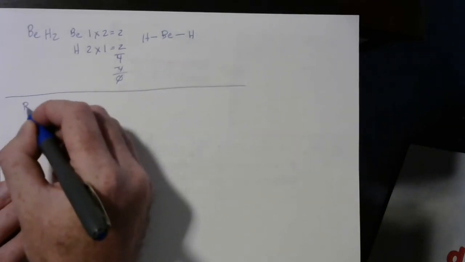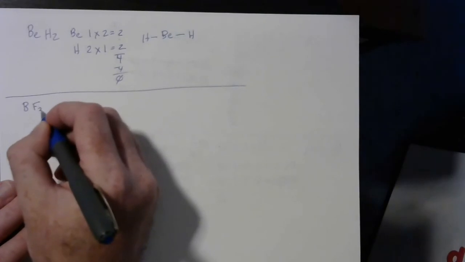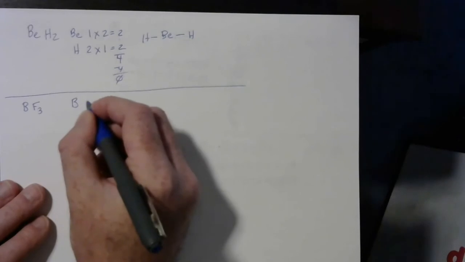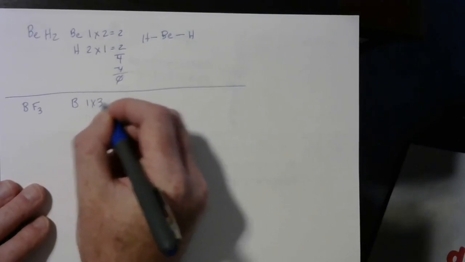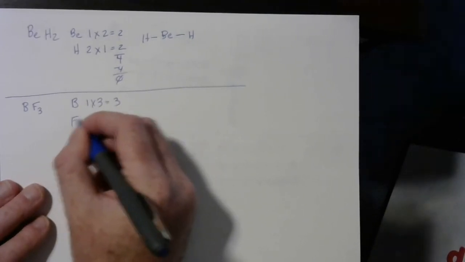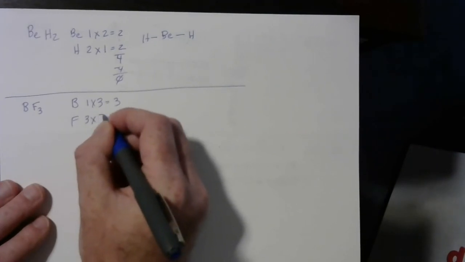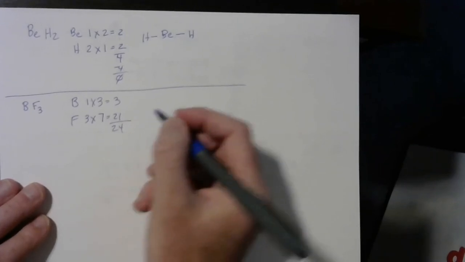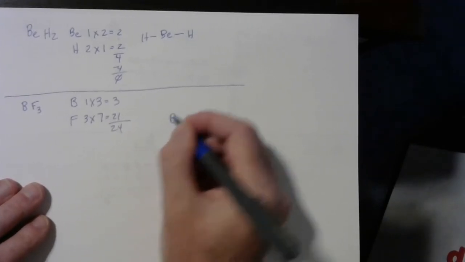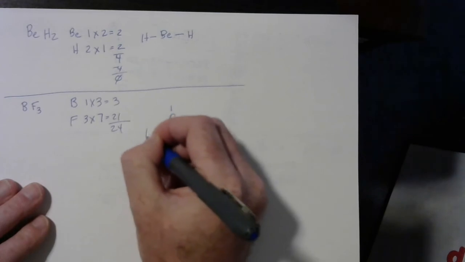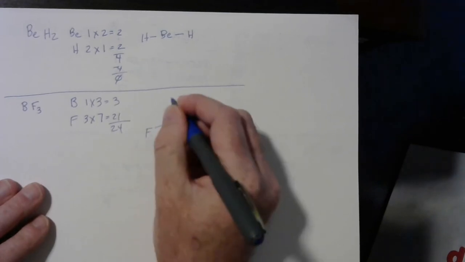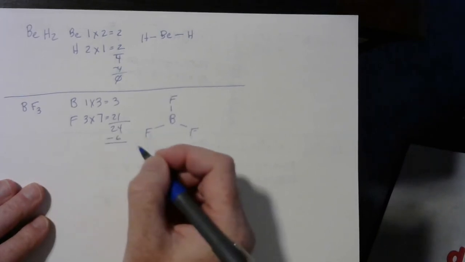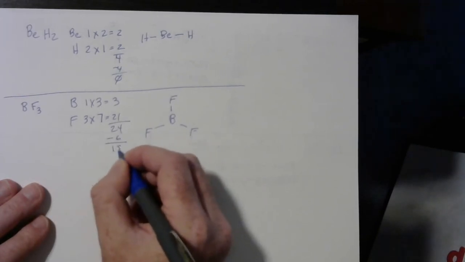Now what if I had boron trifluoride, BF3? Boron, there's 1 of those times 3 valence electrons for a total of 3. Fluorine, there are 3 of those. It's in group 7, so 7 valence electrons, 21, to give us 24 valence electrons. So if I go boron, we're going to go fluorine to all the sides. That's 6 valence electrons. That's going to bring us to 18.